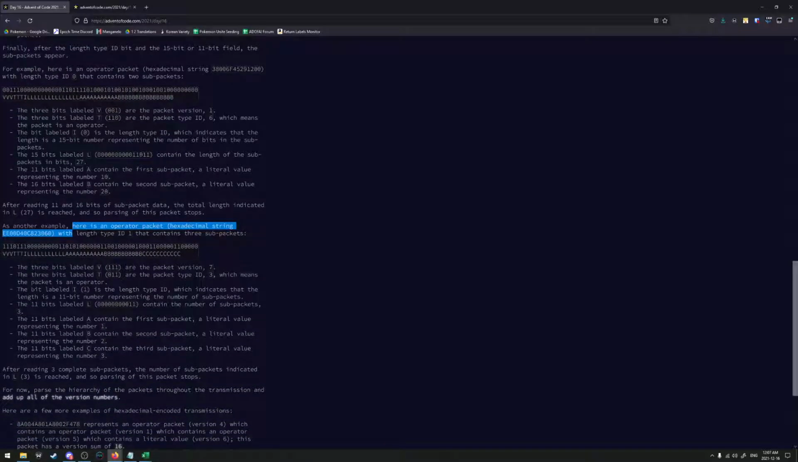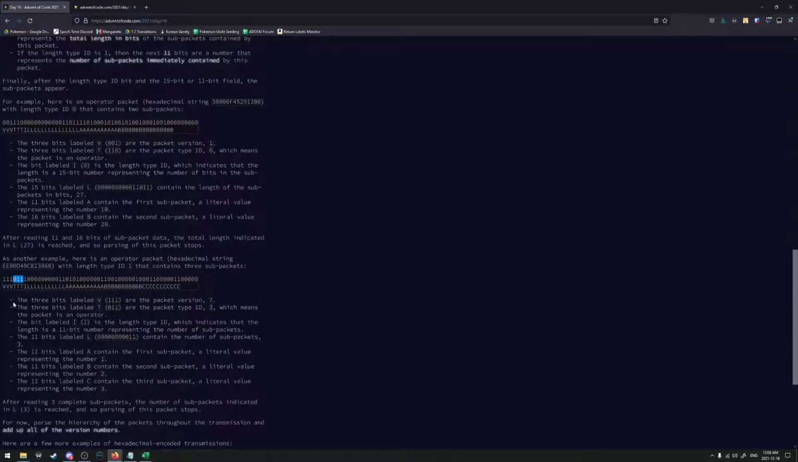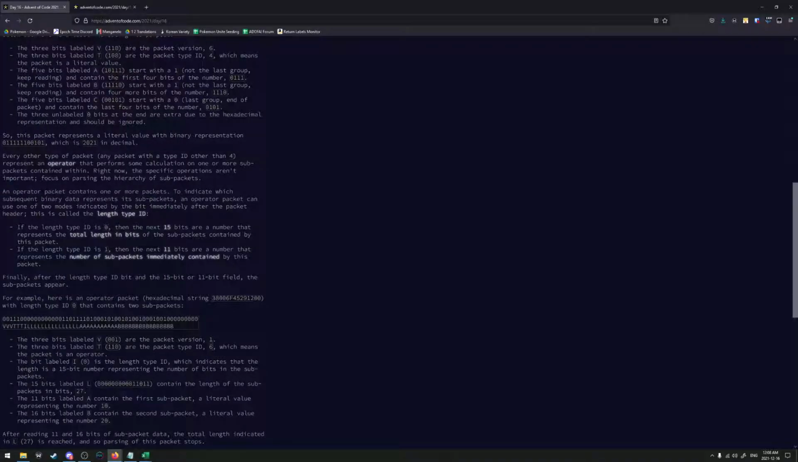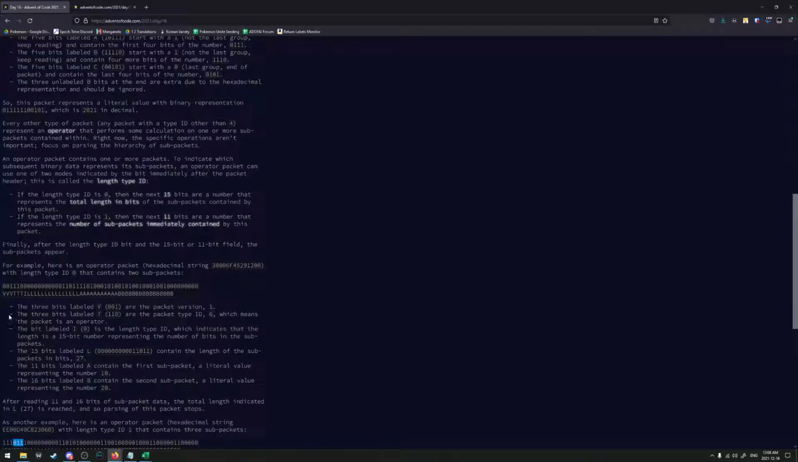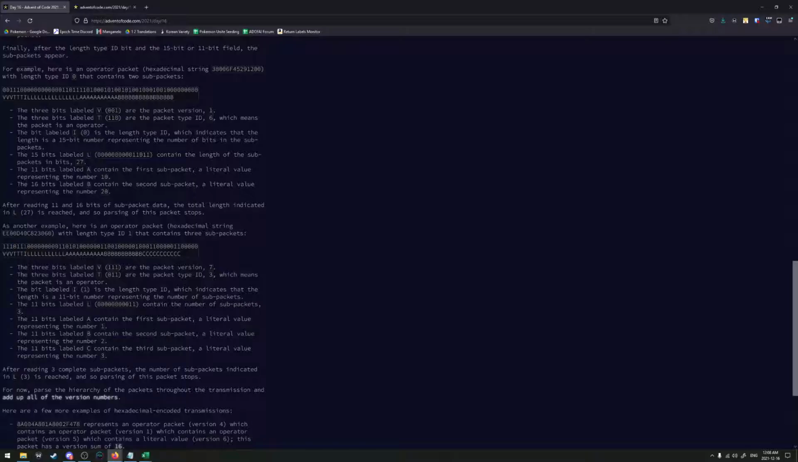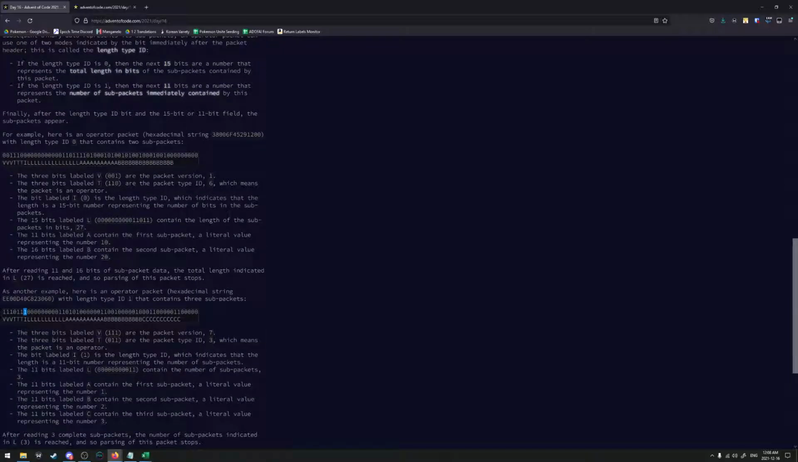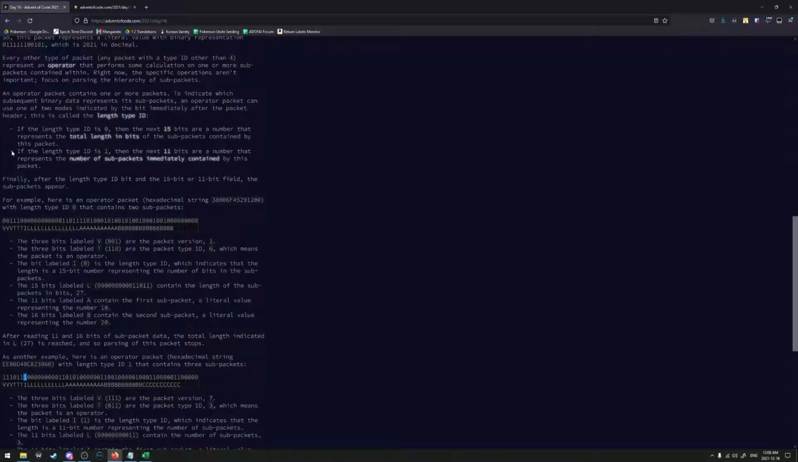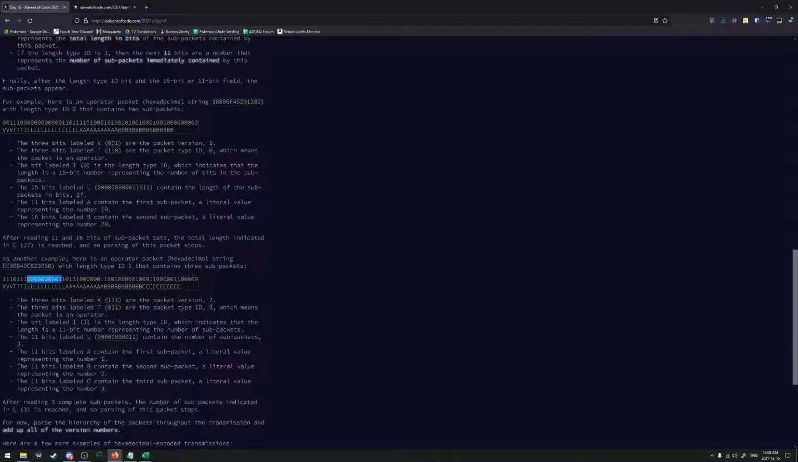For example, an operator packet with length type ID 1 that contains three subpackets. So it's type 7. I'm sorry, it's version 7. Type 3, which is an operator, but we don't know what kind. 1 means that the 11 bits afterwards represent the total number of subpackets immediately contained by this packet. So you have three subpackets. Okay, next.